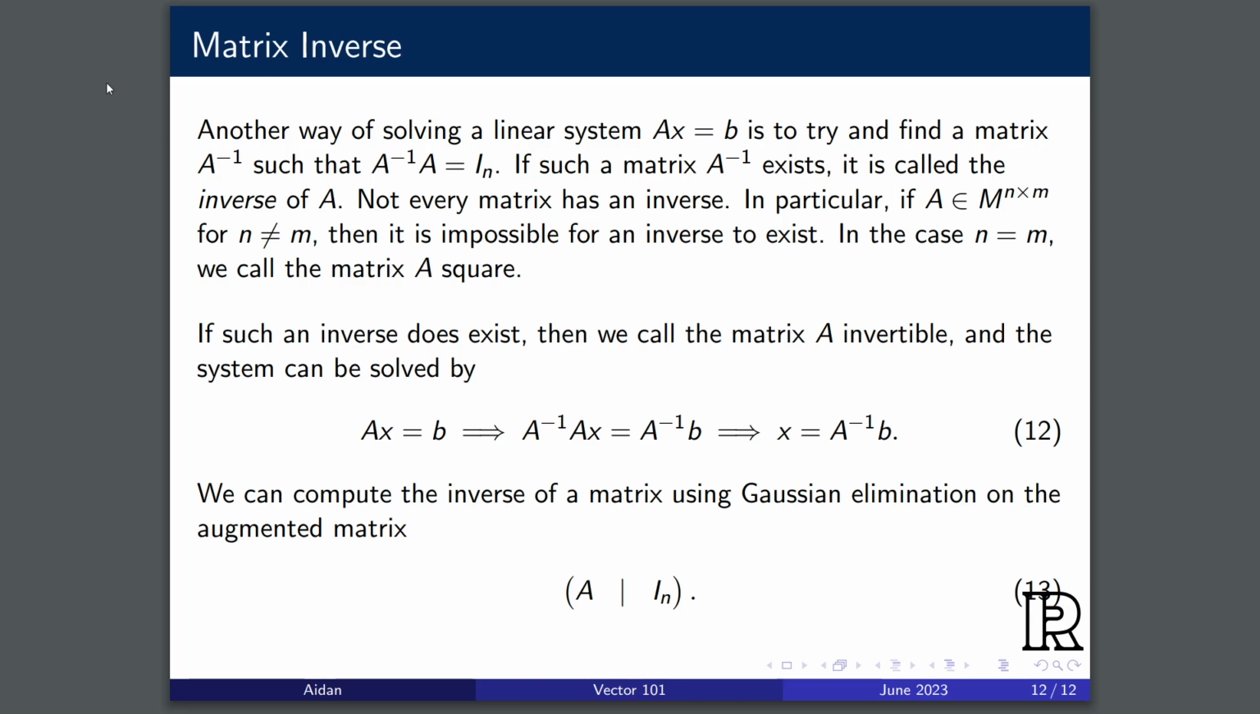When a matrix is invertible, though, we can solve the system easily just by multiplying by the inverse on both sides. And then we get, through this string of logic, that x is equal to A inverse times B. And it turns out you actually can compute the inverse of a matrix using Gaussian elimination on this augmented matrix here.